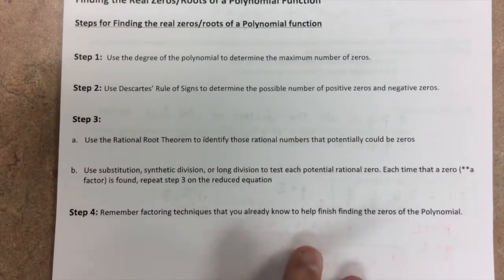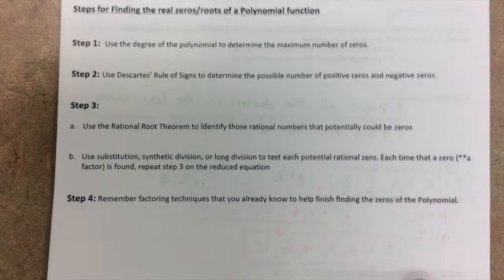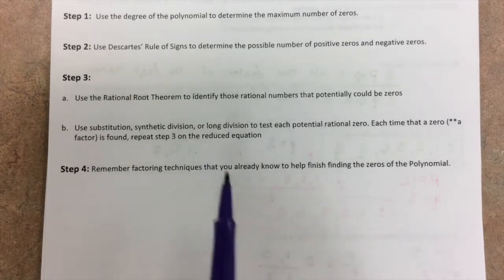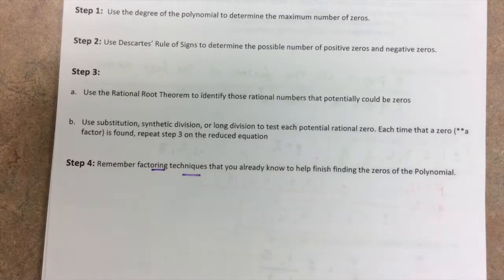So if you look at what I'm saying, step 1, use the degree of the polynomial to determine the maximum number of zeros. We can do that. We can use Descartes' rule of signs to figure out how many positive zeros and how many negative zeros. We can do that. Rational root theorem, we use that to determine which one of those are zeros. So we start picking from our list. We figure out which one of those is zeros. Once you find one of those zeros, we're going to do synthetic division. And then if we can reduce it down to a quadratic, we can factor those. So remember all of our factoring techniques that you knew to help find a polynomial.